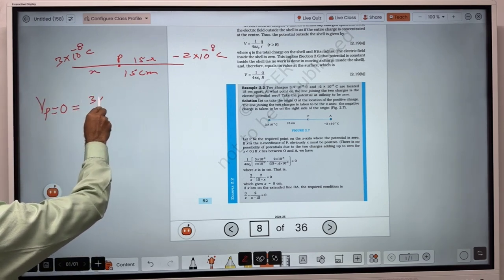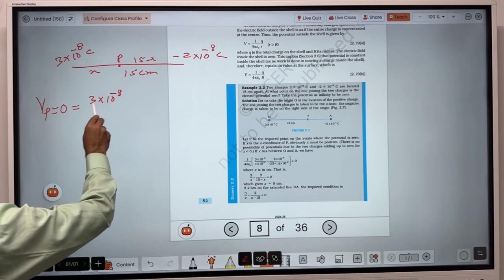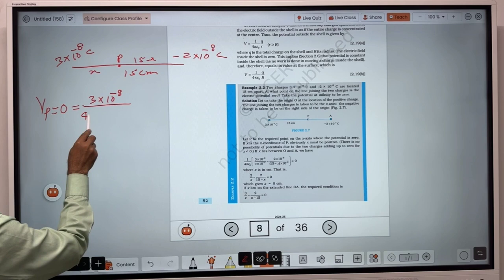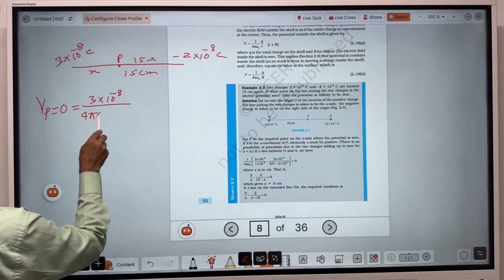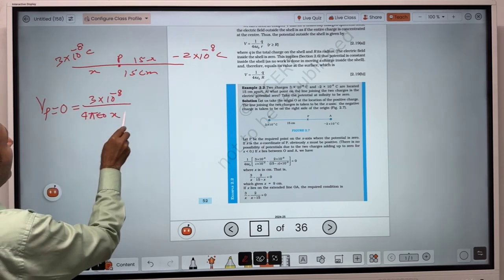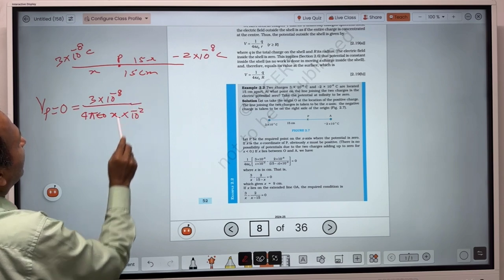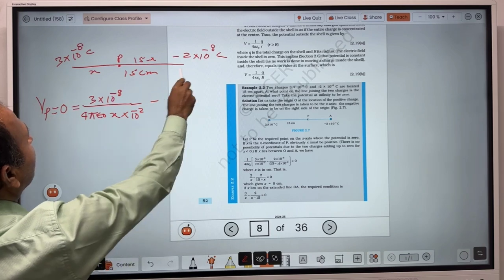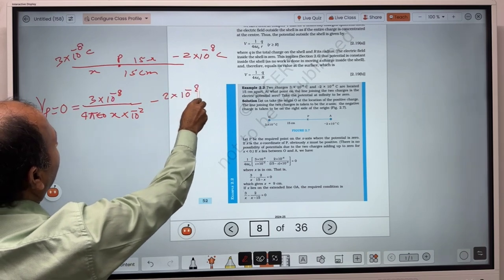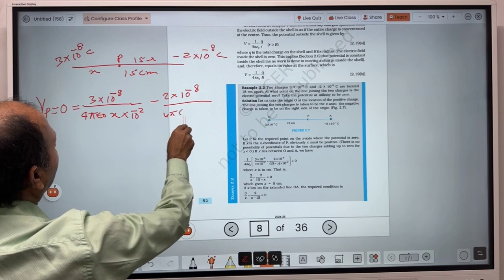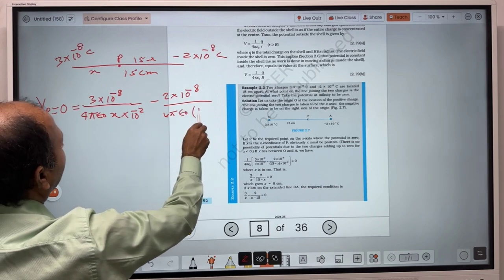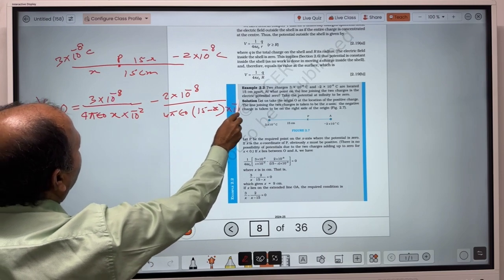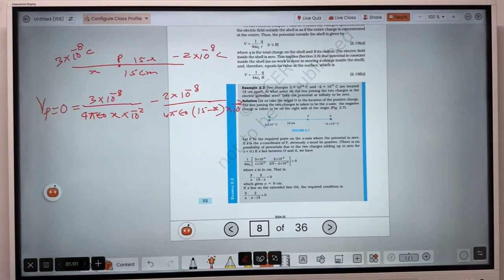So just take 3 into 10 power minus 8 upon, here don't write the value of 4 pi epsilon naught, because it is equal to 0, so we will multiply by that to get 0. 4 pi epsilon naught, and separation is x into 10 power minus 2. Why? Reason very simple, it is in centimeter. And minus 2 into 10 power minus 8 divided by 4 pi epsilon naught into 15 minus x into 10 to the power minus 2. Up to here there is no problem.